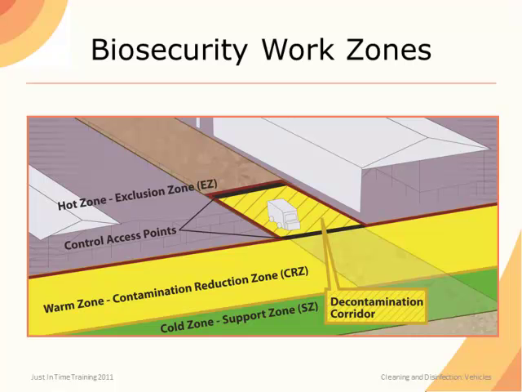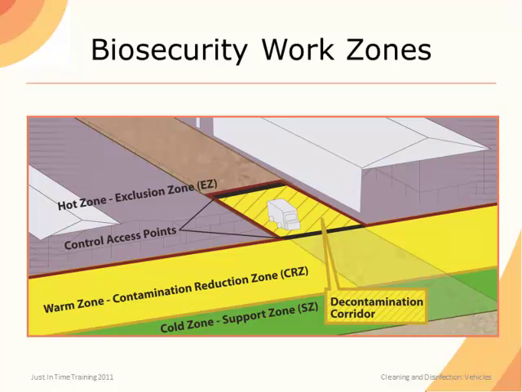The cold zone or the support zone is the cleanest work zone with the lowest relative risk of exposure to pathogens and other hazards such as decontamination chemicals. Contaminated articles and equipment are prohibited in this area. Decontamination activities are also prohibited. A decontamination corridor runs between the hot zone and the warm zone. Decontamination of vehicles occurs along this corridor with the goal of decreasing the level of contamination as the vehicles move toward the cold zone.